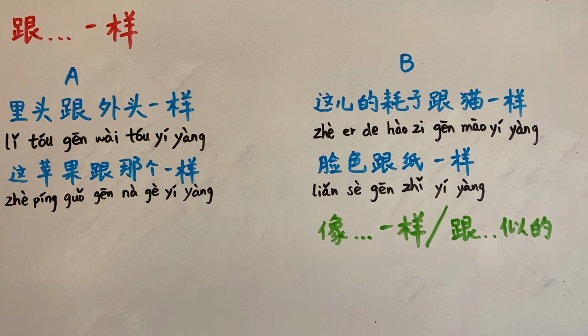In this video, we're going to continue our talk on this sentence pattern, 跟一样. We have already talked about what kind of verbs or predicate components can follow this 跟. We have classified basically two kinds of verbs, verb phrases, or predicate components that can follow this 跟.